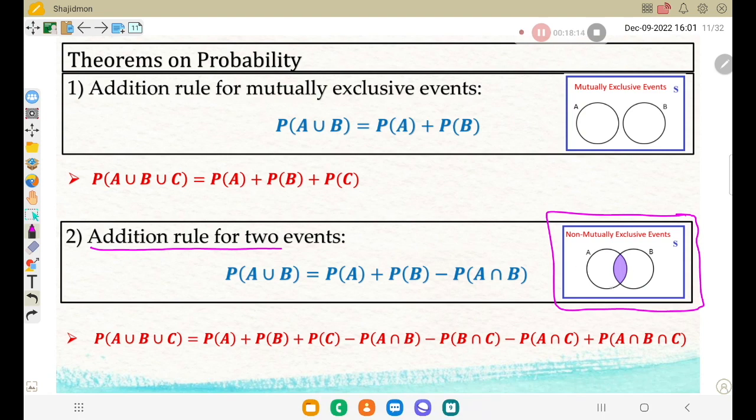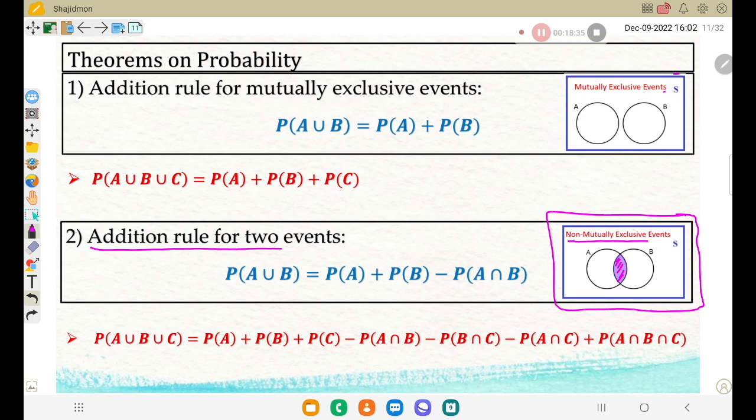We have two events, one is A and the second one is B event, correct? You can see the shaded portion, this is the A intersection B portion, correct? So probability of A union B means probability of A plus probability of B minus probability of A intersection B. This is not mutually exclusive, that means we have intersection, correct?